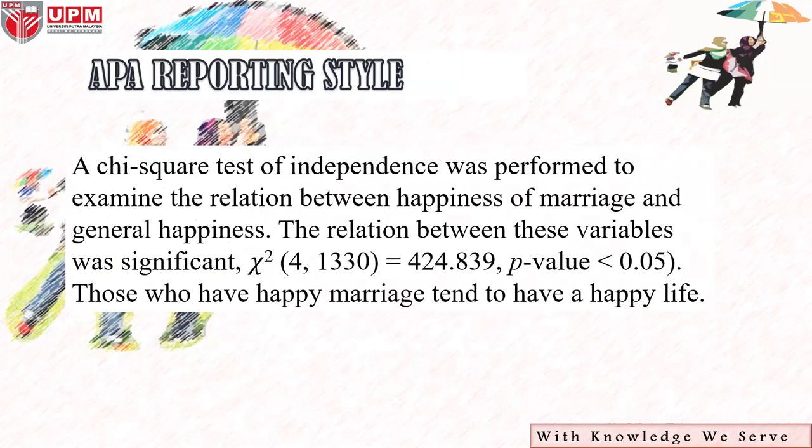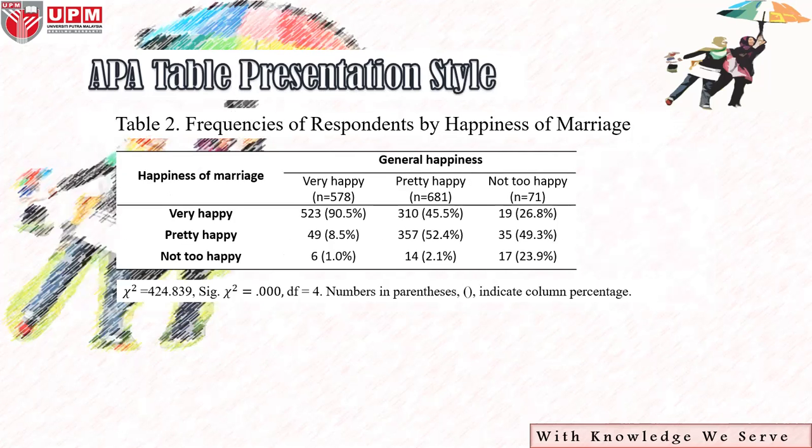A chi-square test of independence was performed to examine the relationship between happiness of marriage and general happiness. The relationship between the two variables was significant. Chi-square equals 424.839, which is significant, value lesser than 0.05. So those who have a happy marriage tend to have a happy life. This is the conclusion. Okay, any question? This is the APA table presentation style for chi-square test of independence. Any question? Easy, right?